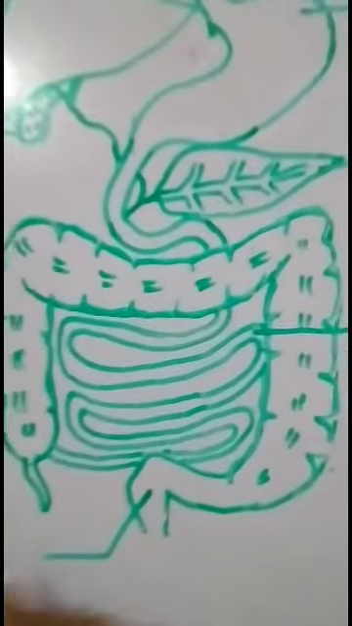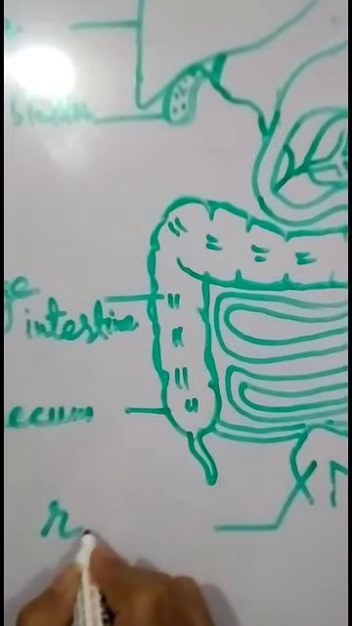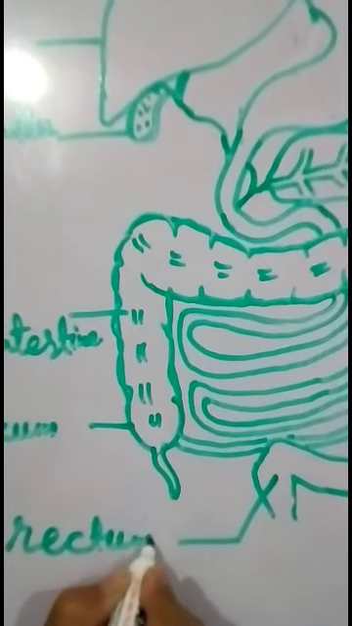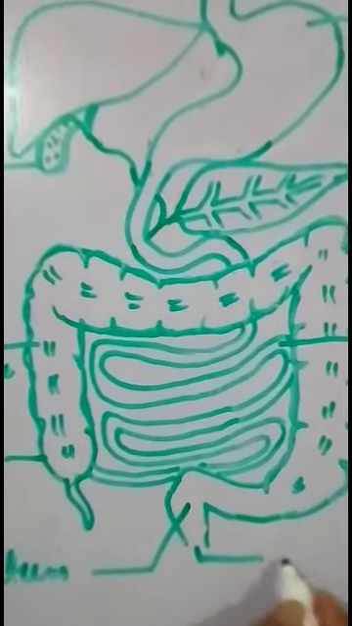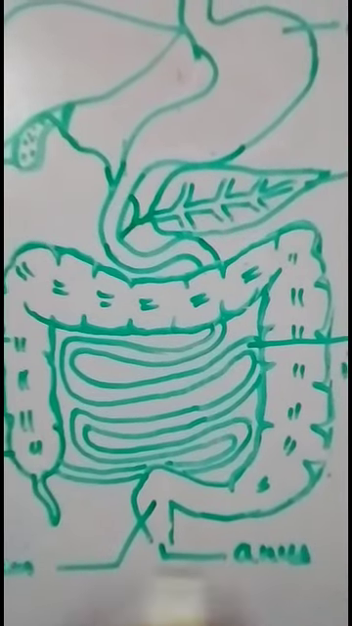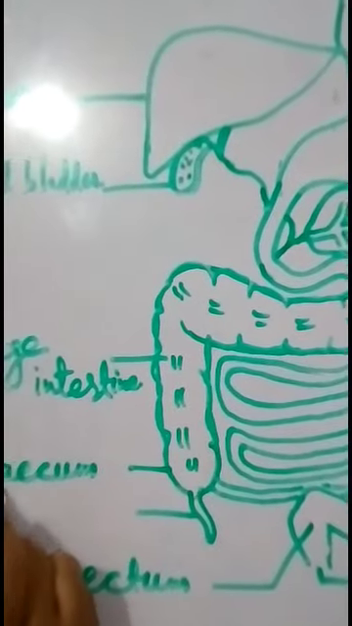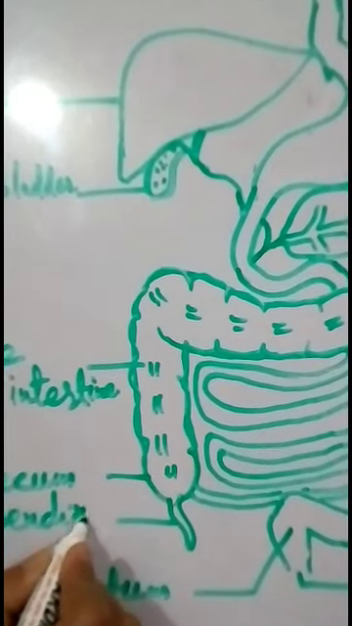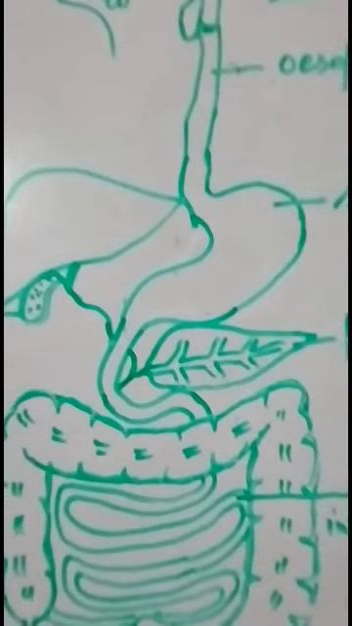The last part of the large intestine is called the rectum. It ends in the anus, and this finger-like part is called the appendix. So this is all about the digestive system of man.